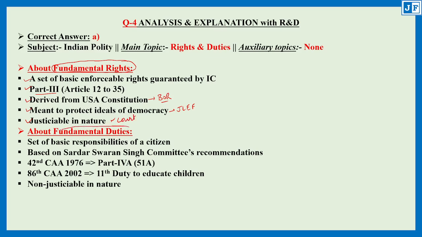Further, some duties are also there in our constitution. These are a set of basic responsibilities of a citizen. They are based on Sardar Swaran Singh Committee's recommendation, as we have discussed earlier also. The 42nd Constitutional Amendment Act added Part 4A and Article 51A to the Indian Constitution, which contained 10 duties. The 11th duty was added by the 86th Amendment Act. These are non-justiciable in nature.